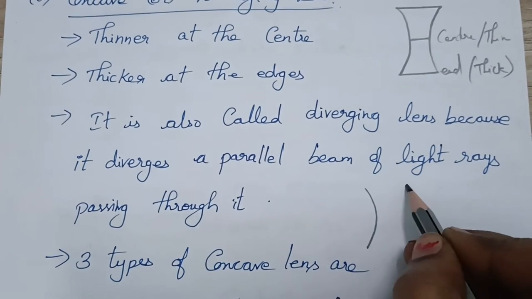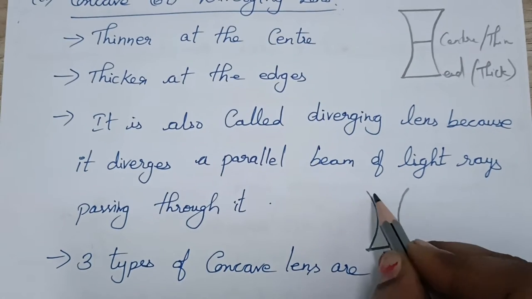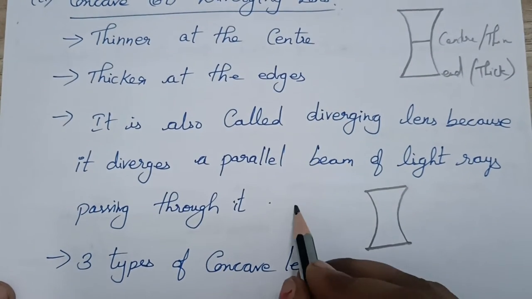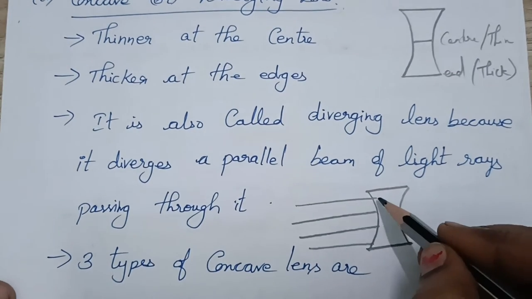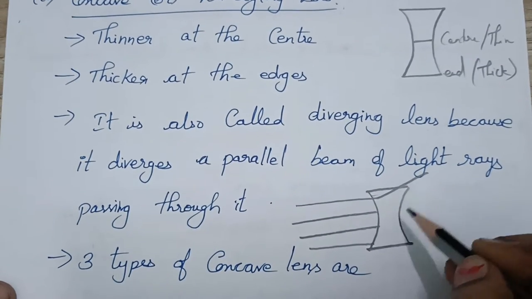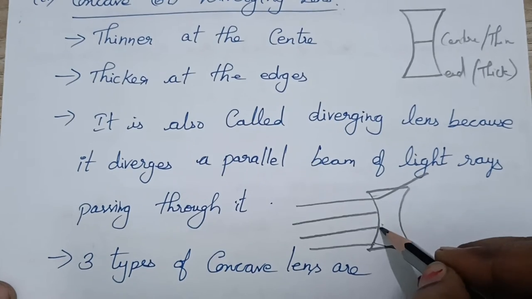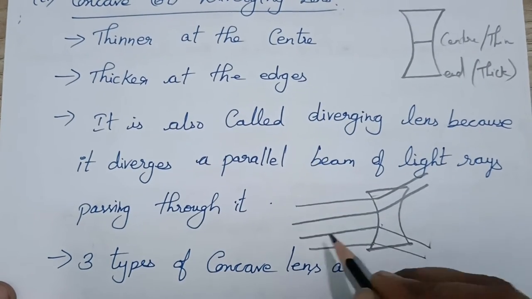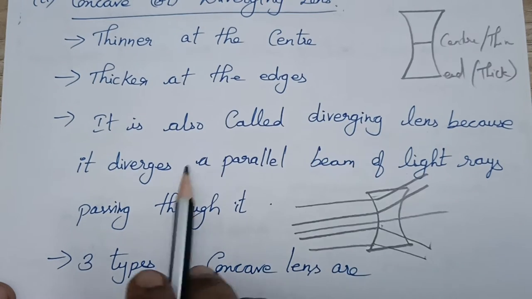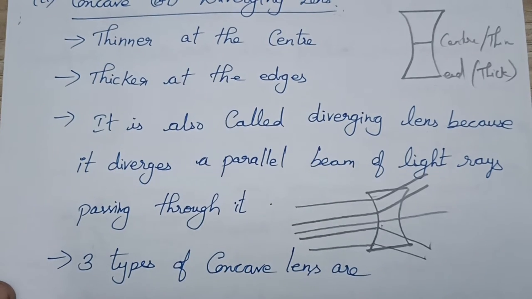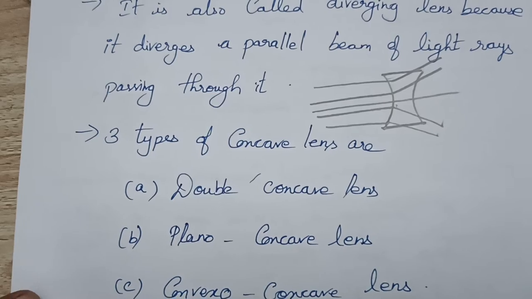Suppose this is your concave lens. When a parallel beam of light passes through this, it will diverge the light rays. Clear on this? It will diverge the light rays, so it is called a diverging lens. So we have three types of concave lens also.